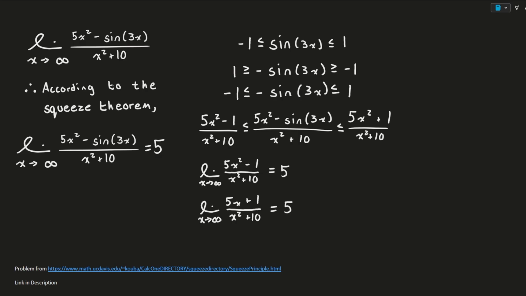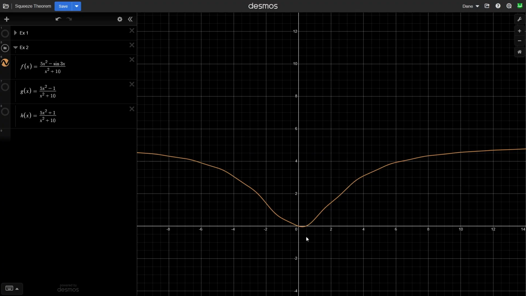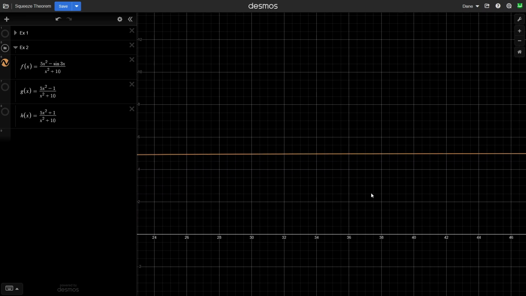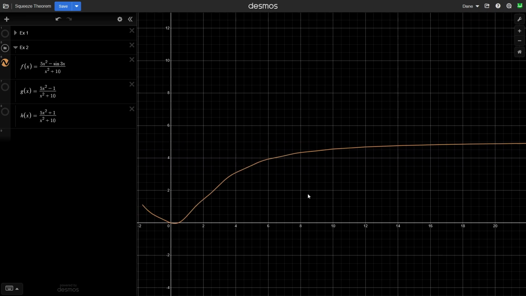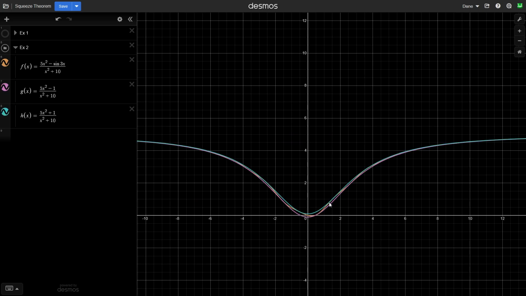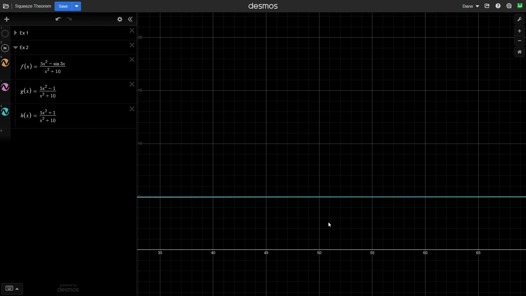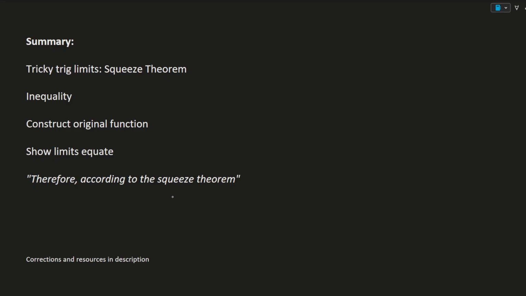So again, it's good to have a graphical understanding of this. So when we graph this function, we get this funny wobbly thing towards 0, and we get closer to 5 as we go to infinity. Our two functions, g and h, actually hug it very closely and only get closer as we go to infinity. So in conclusion, when you see a tricky limit like one of these, you start with that inequality, construct the original function using algebra, show that those outer limits are the same, and then state, therefore, according to the squeeze theorem, your inner limit is also the same.